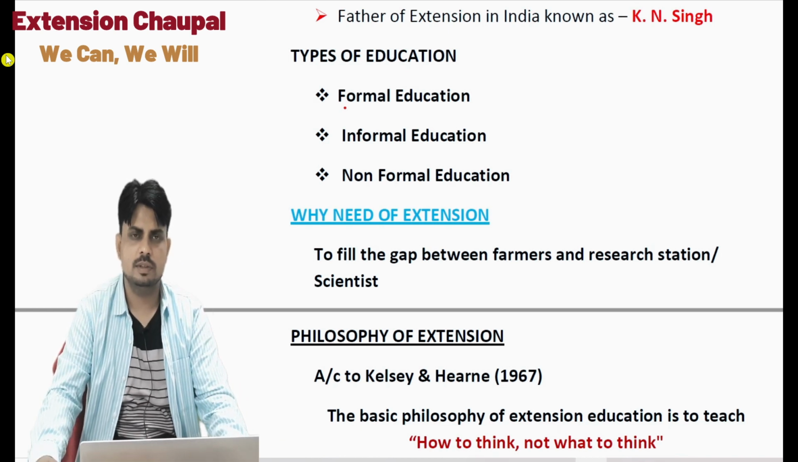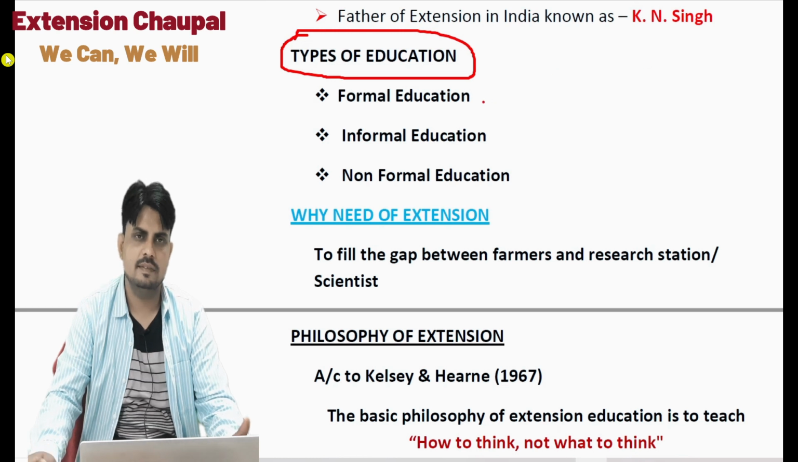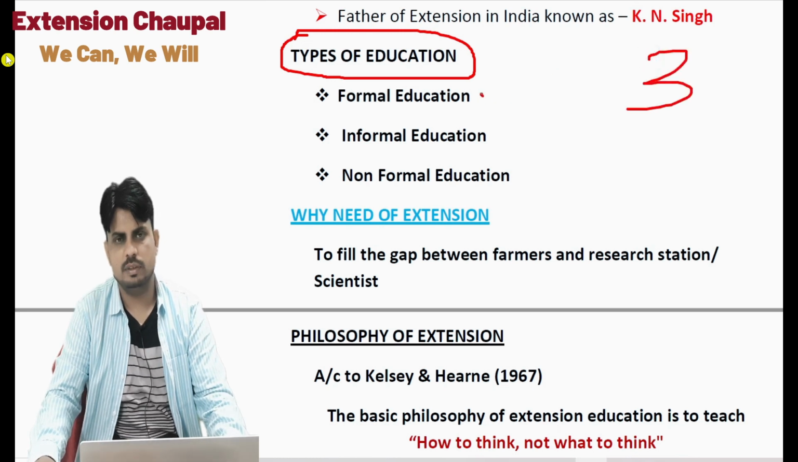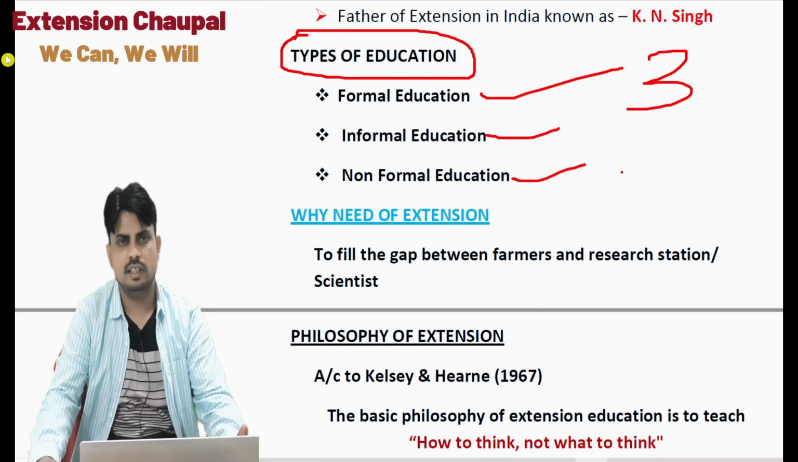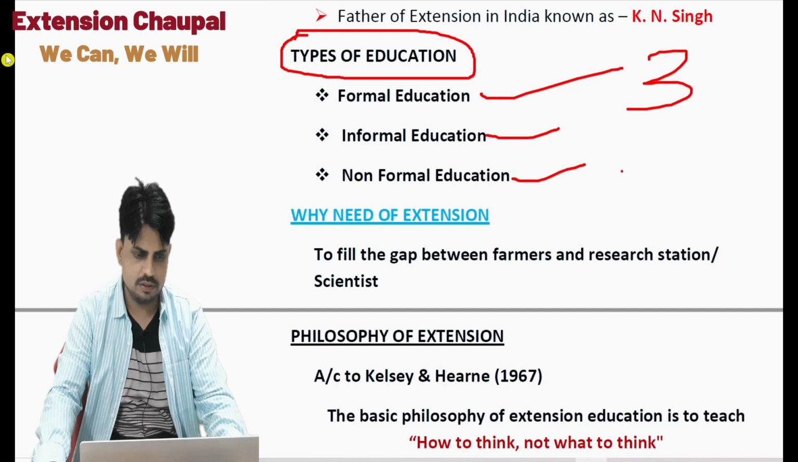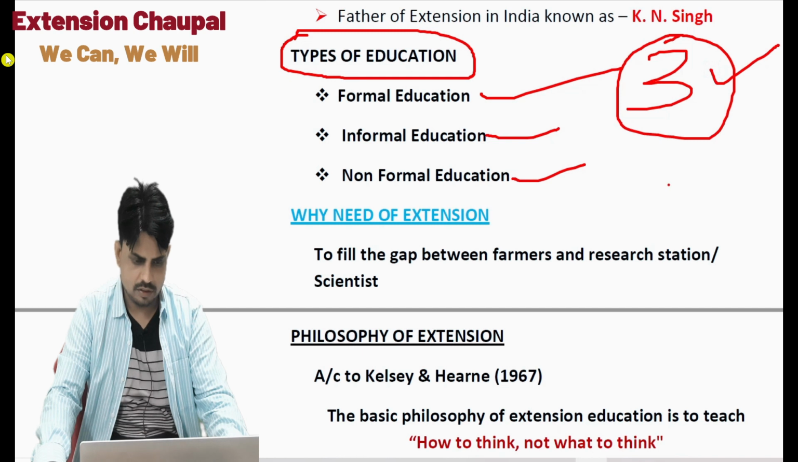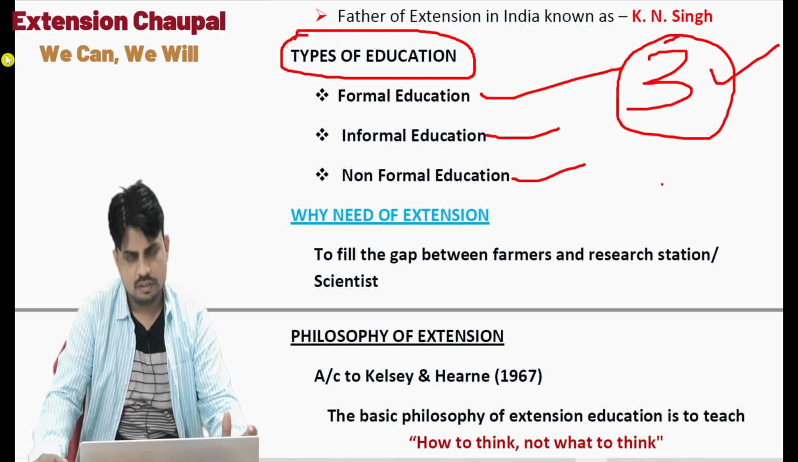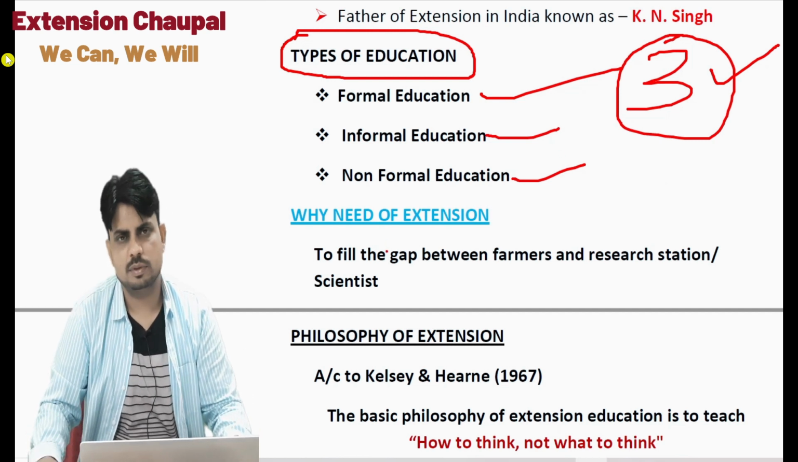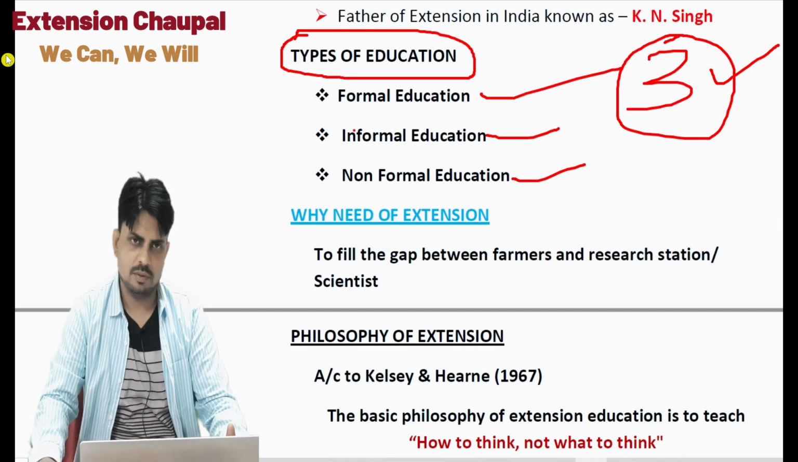Now coming to the next topic, types of education. Again, it's very important. You should be aware of how many types of education there are. As you can see here, we have 3 types of education: formal education, informal education and non-formal education. In your examination, if the question is asked how many types of education there are, in numbers you can say there are 3 types. Or a question may be asked like which of the following is not a type of education. So it's completely up to you how well you know the types of education.